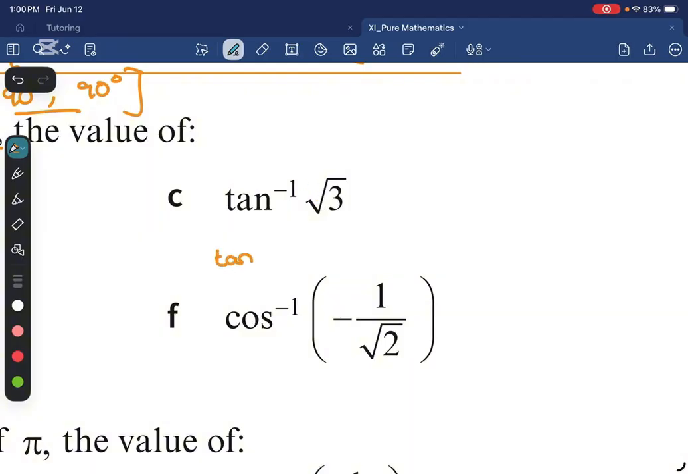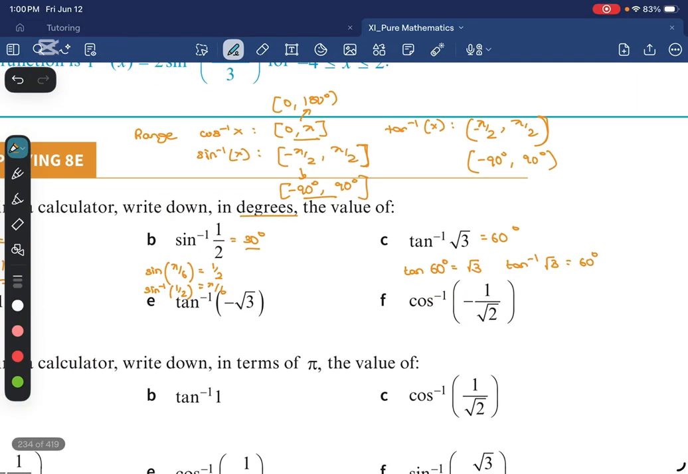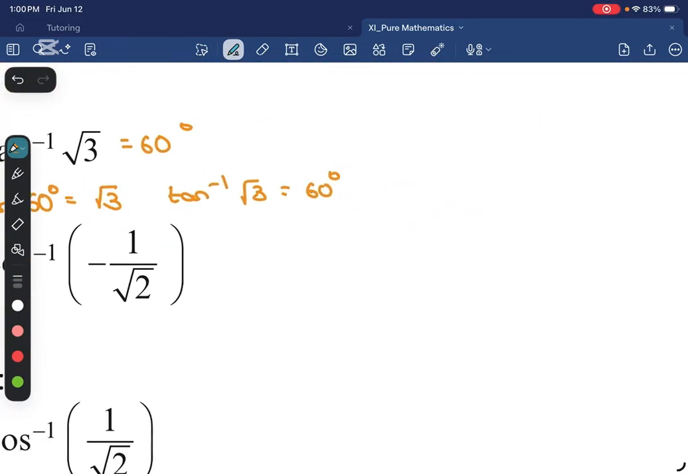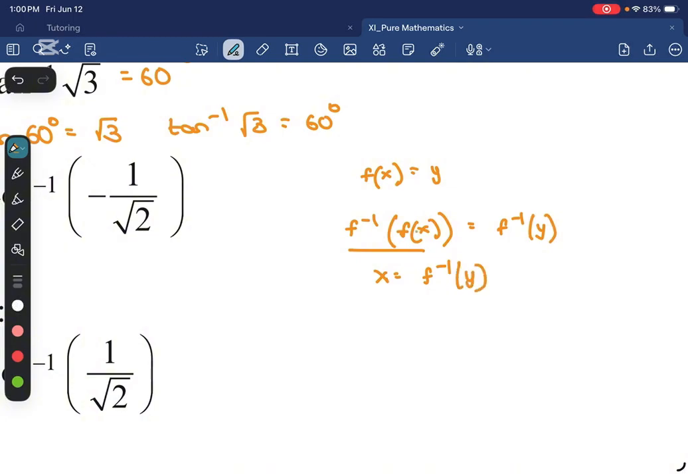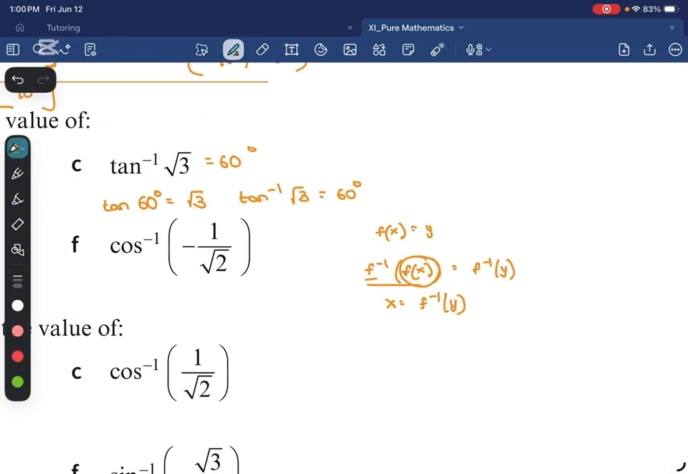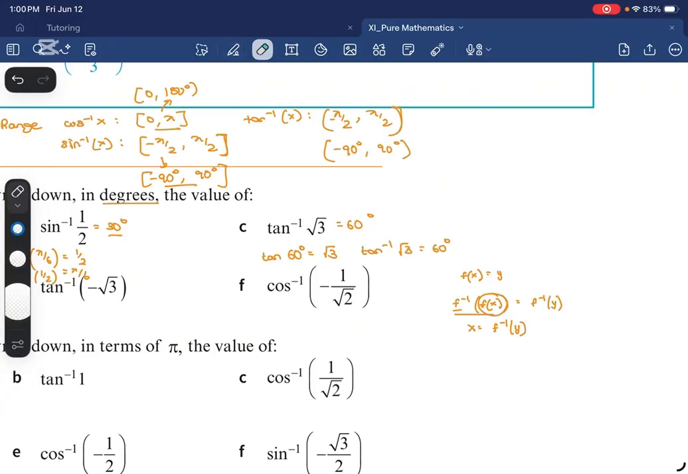All right. So tan root 3. You know that tan 60 degrees is equal to square root of 3. So tan inverse root 3 should give me 60 degrees. Remember, if f of x is equal to y, f inverse of y should equal x. That is what you need to remember. Another way to think about this is that if I take the inverse of both sides, then this is the identity, x, provided that f of x is within the domain of f inverse of x, provided f is a one-to-one function, essentially.